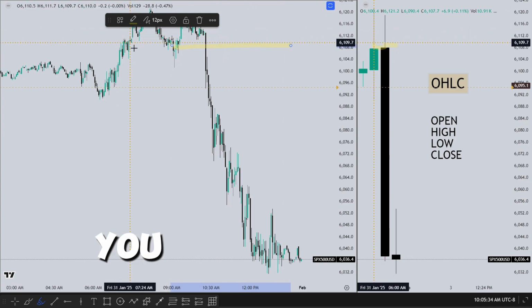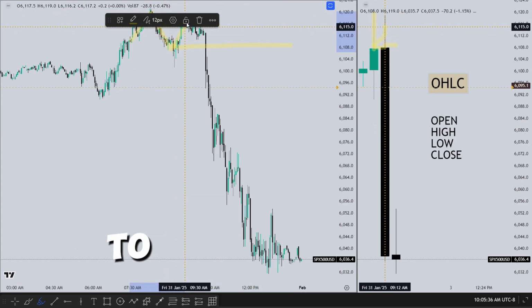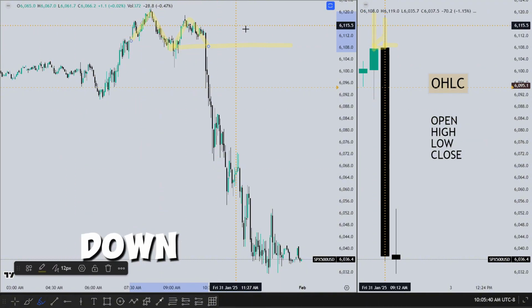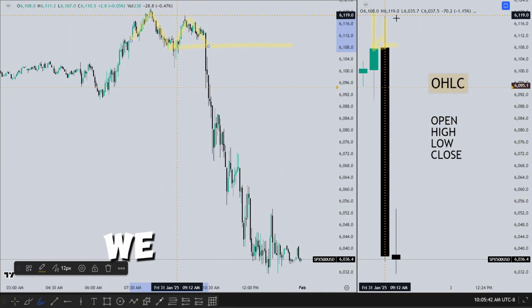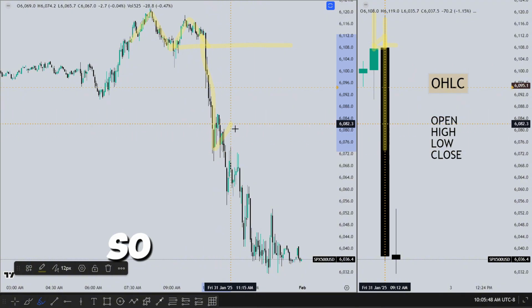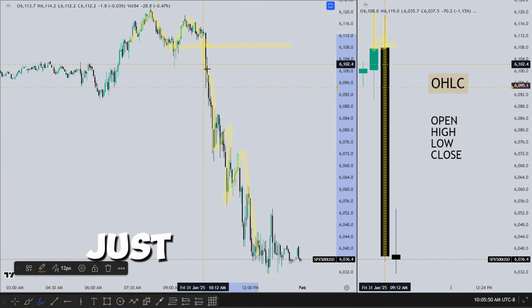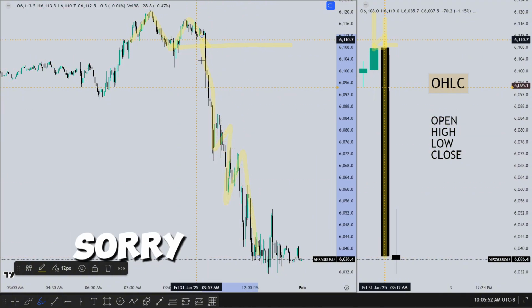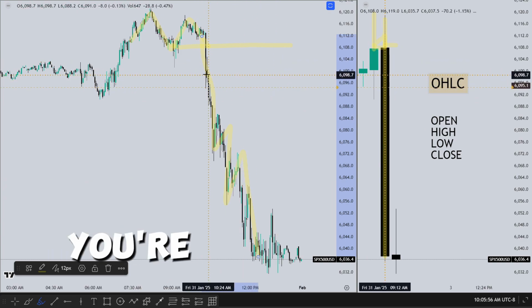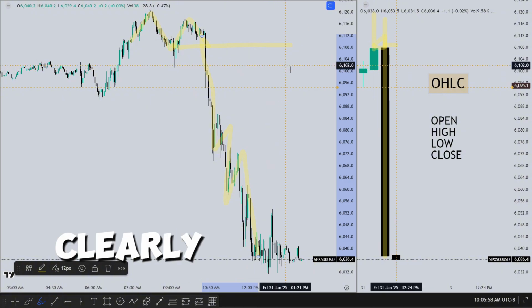So you had a little bit of a push to the upside before coming down. On that push to the upside, we created those wicks on the higher time frames before getting that move lower. So if you're trading just a 3-minute and you're not focusing on the higher time frame, you're not going to be able to see these moves as clearly.